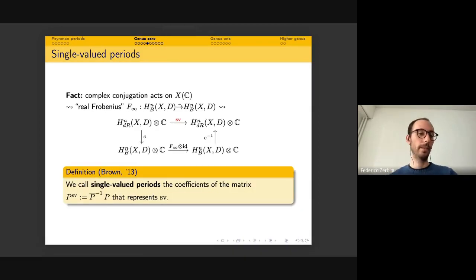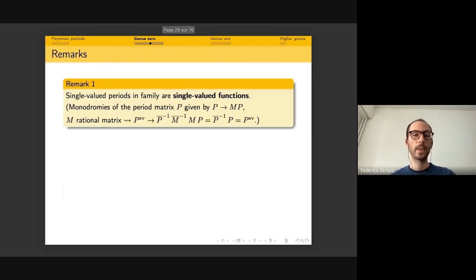And the definition is that single-valued periods are the coefficients of the matrix which represents this automorphism of the de Rham cohomology. And if I got this right, but it may not be right, it should look like P minus 1 complex conjugate times P, where P is the period matrix of this comparison isomorphism. Okay, so this seems a rather abstract definition, and it is.